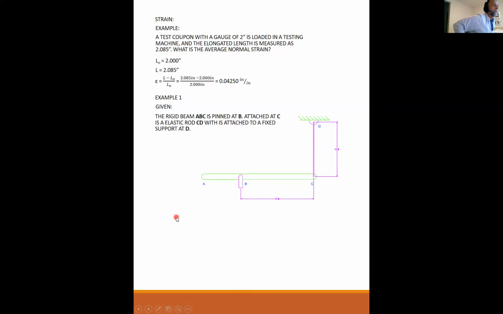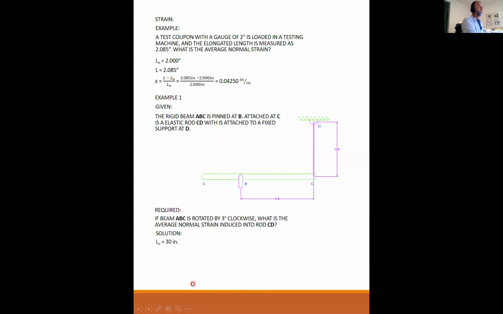The rigid beam ABC is pinned at B, is attached at C with an elastic rod CD, and is attached to a fixed support at D. If beam ABC is rotated 3 degrees clockwise, what is the average normal strain induced into rod CD? That's what's required. Solution. So we start off with our original length. In the unstressed condition, this rod is 30 inches. So L naught is 30 inches.